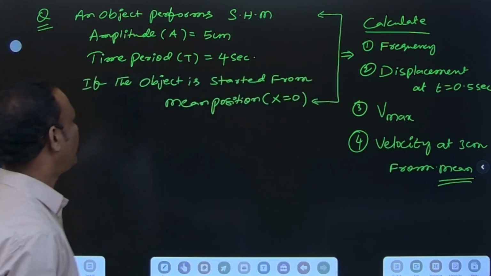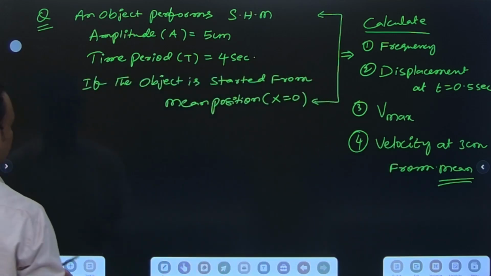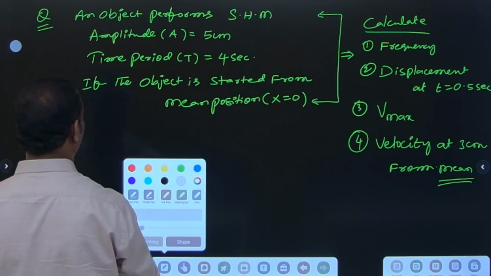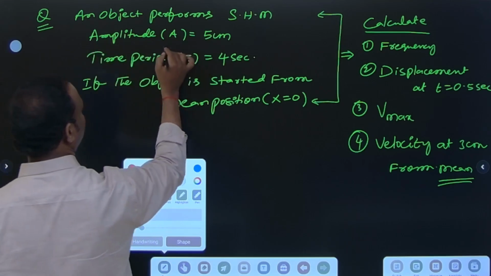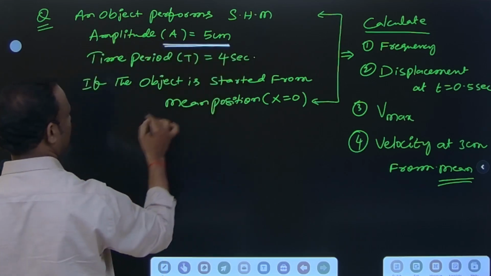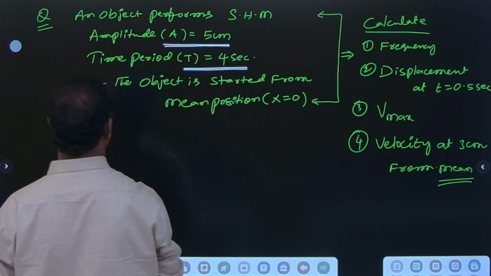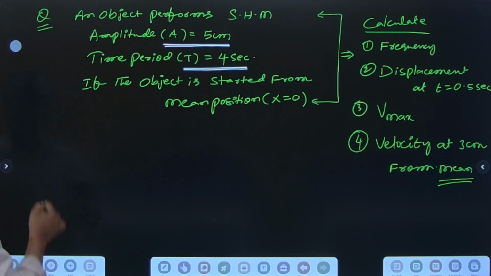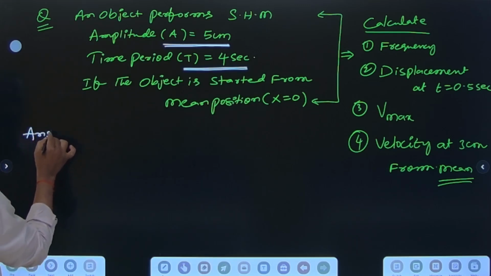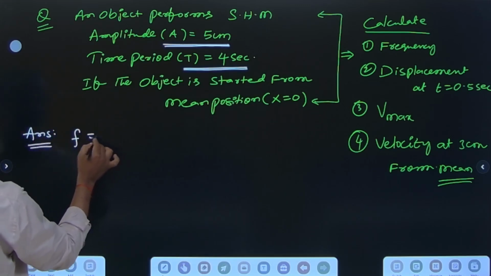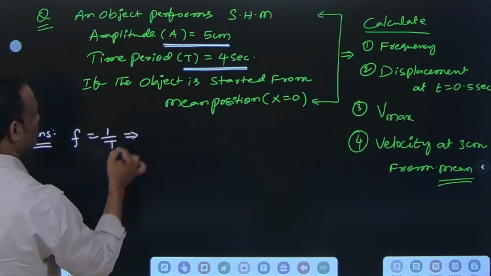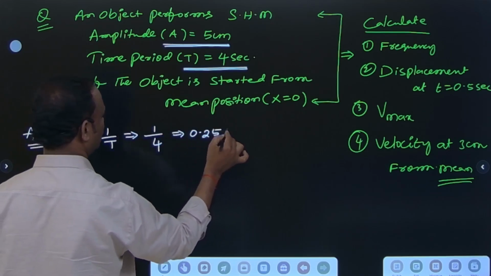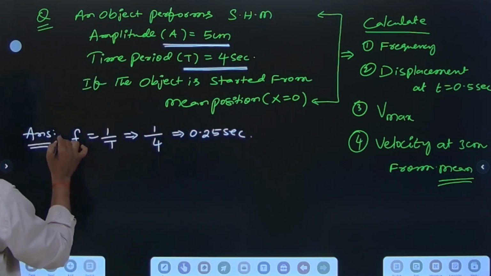An object performs SHM, and the amplitude is given. Here, first, A is equal to 5 centimeter. Time period T is equal to 4 seconds. First, the frequency. How do you get the frequency? F is the reciprocal of the time period, which means 1 by 4, 0.25 hertz. The first one is over.